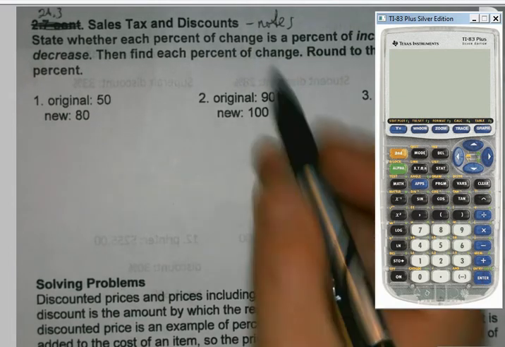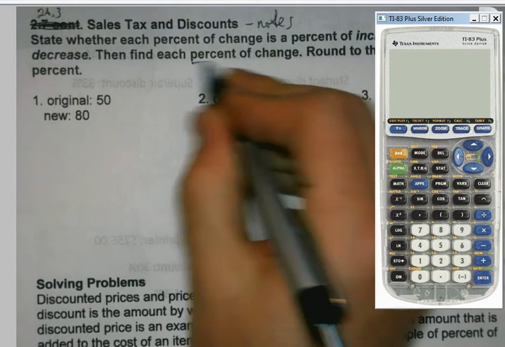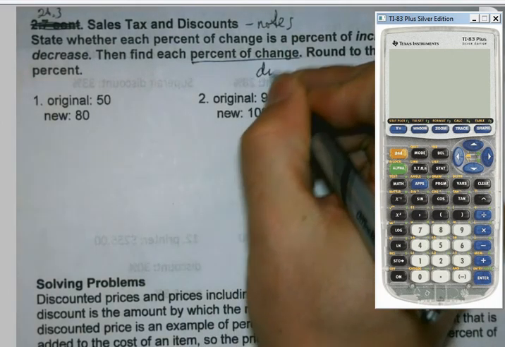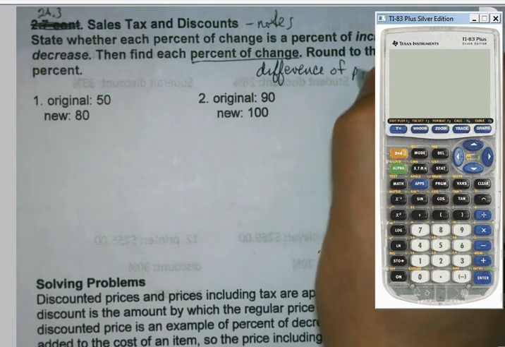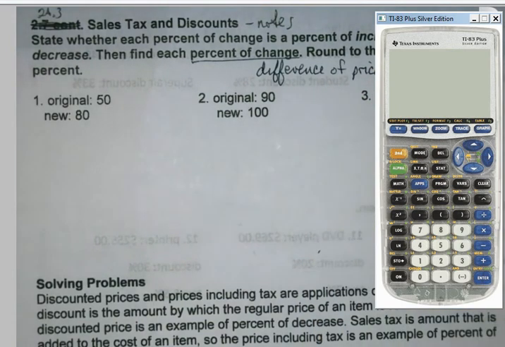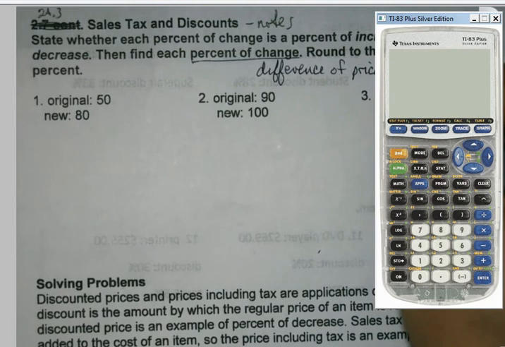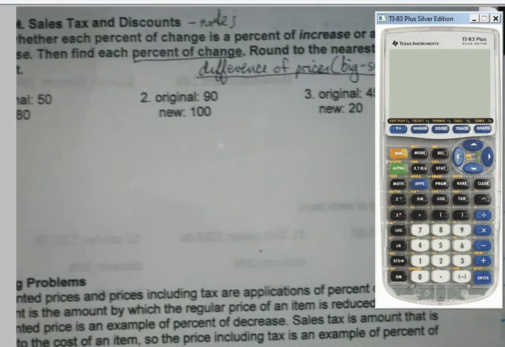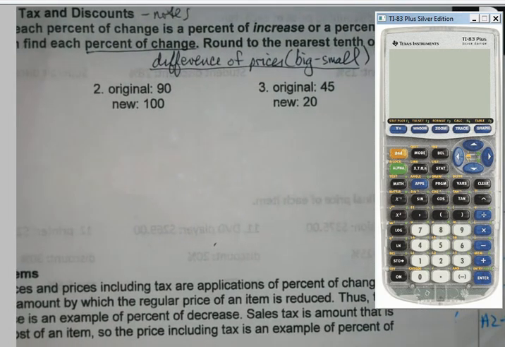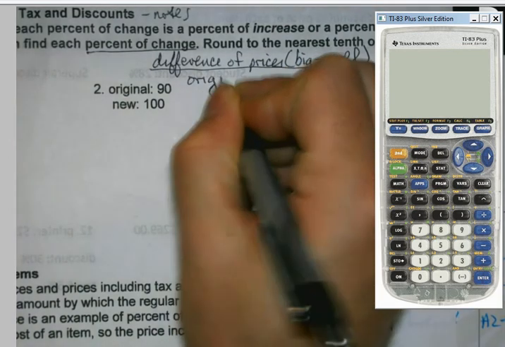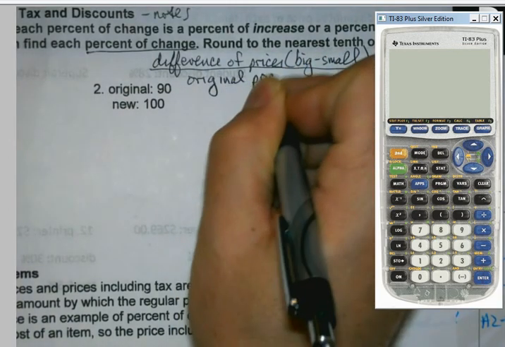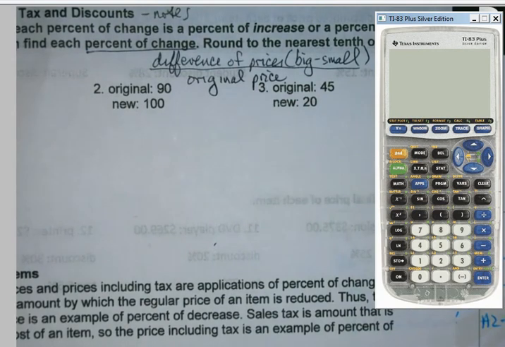So, for instance, when we're looking for the percent of change, just a reminder, we're going to take the difference of the prices. Again, we're going to subtract them. We're going to do the big one minus the small one. That's going to be part of this fraction that we do. Oops. Nobody's even telling me that I'm way off the screen. Okay. The difference of the prices divided by the original price. And then we've got to turn it into a percentage.